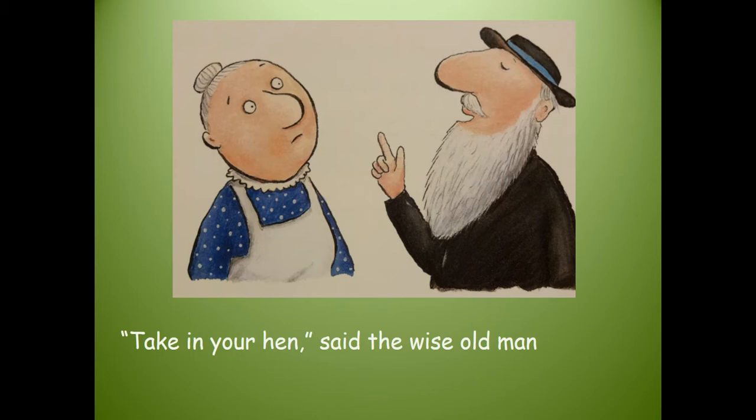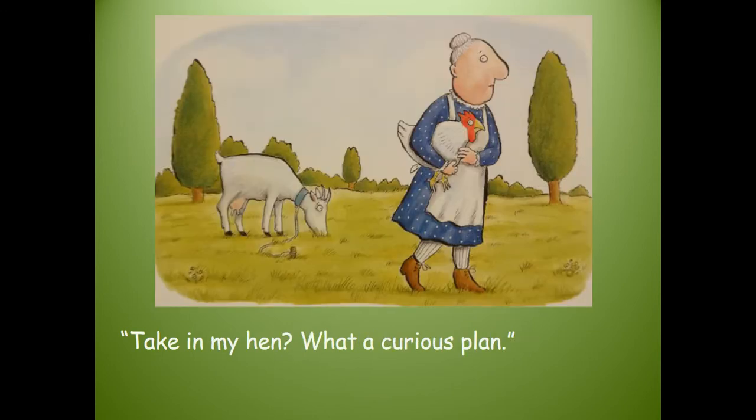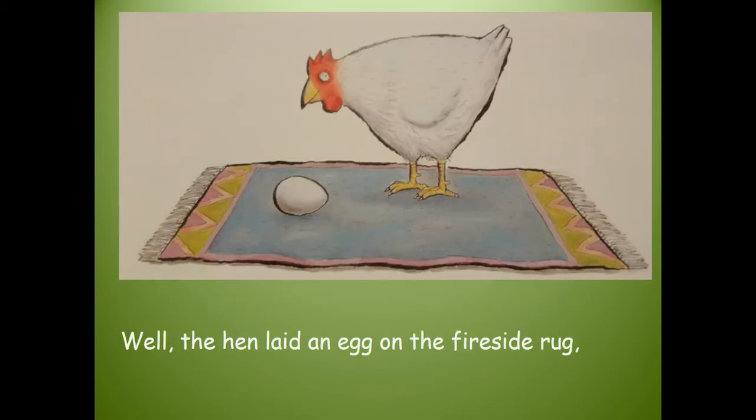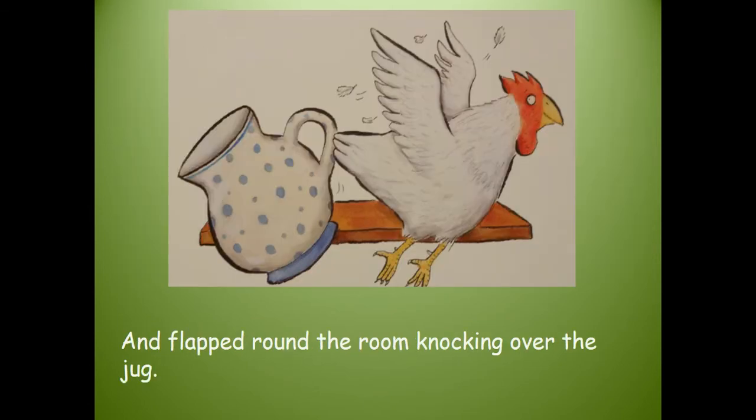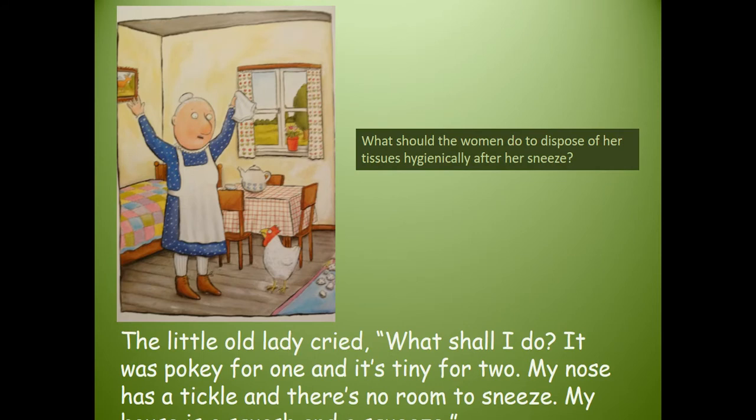Let's get back to the story. Take in your hen, said the wise old man. Take in my hen? What a curious plan! Well, the hen laid an egg on the fireside rug and flapped round the room, knocking over the jug. The little old lady cried, What shall I do? It was pokey for one, and it's tiny for two. My nose has a tickle, and there's no room to sneeze. My house is a squash and a squeeze.